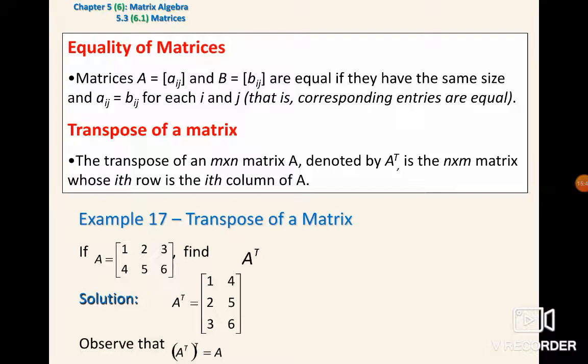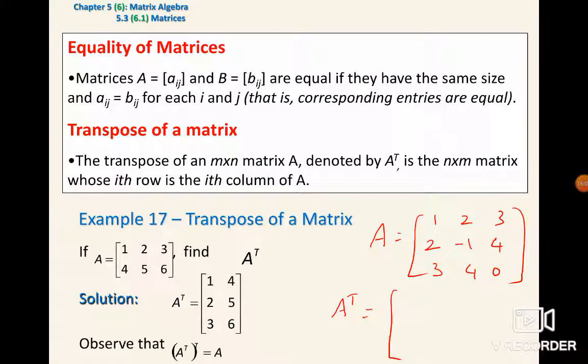Okay, let's see one example, one beautiful example for this case. See, I give you matrix A: 1 2 3, 2 -1 4, 3 4 0. Now find A transpose. Change the rows into columns. The first row is 1 2 3, so 1 2 3 is a column. The second row is 2 -1 4, which is a column of this matrix. The third row is 3 4 0, which is a column of the matrix. Did you find they are the same? Yeah, of course.